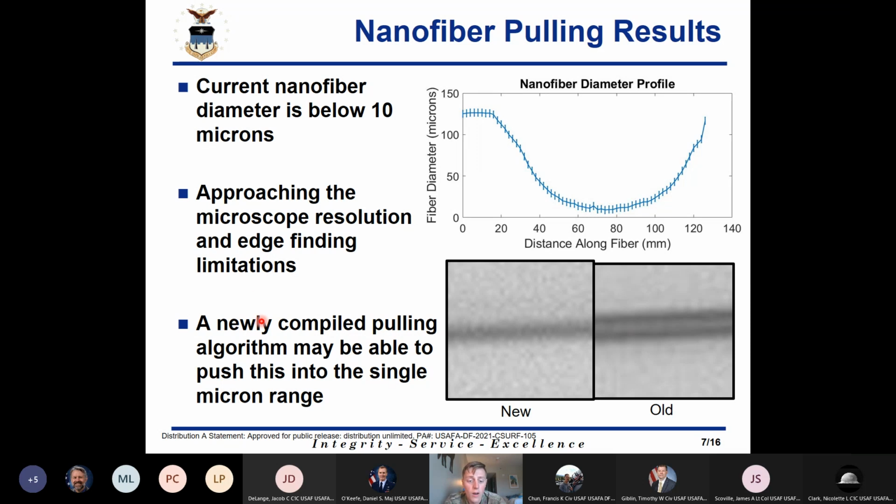And a newly compiled pulling algorithm might be able to push our fiber diameter into the single micron range. That's yet to be seen, though. We're addressing other problems with our setup right now. And we think our fiber diameter should be good enough that we'll be able to create a laser.